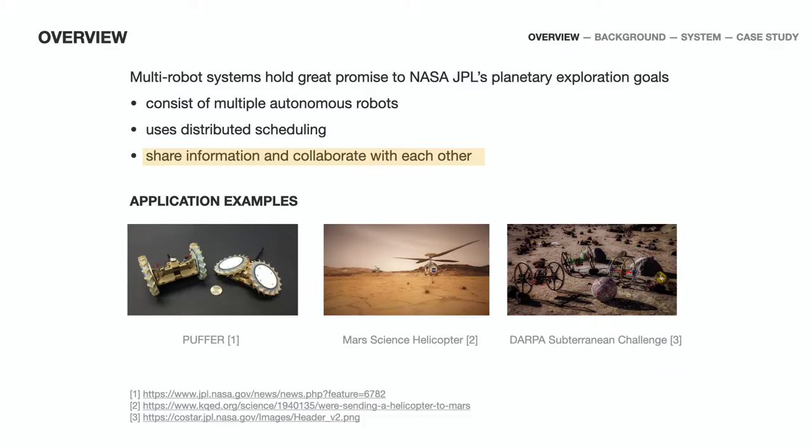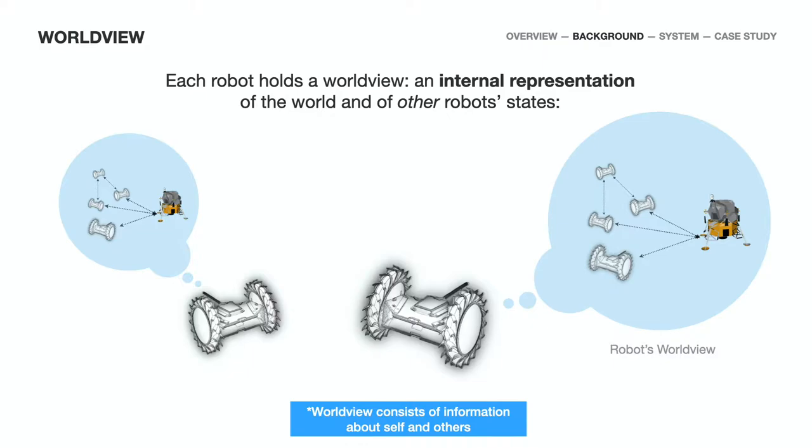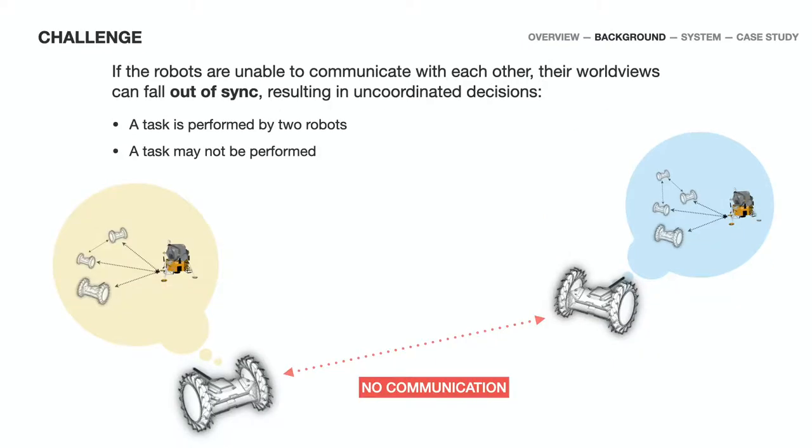Multi-robot systems consist of multiple autonomous robots that coordinate to perform complex tasks. Each robot makes decisions based on its worldview, which is an internal representation of the robot's state and its belief about the state of other robots and of the environment. However, when robots' worldviews fall out of sync, robots can make uncoordinated decisions.